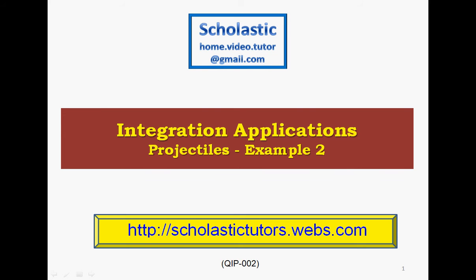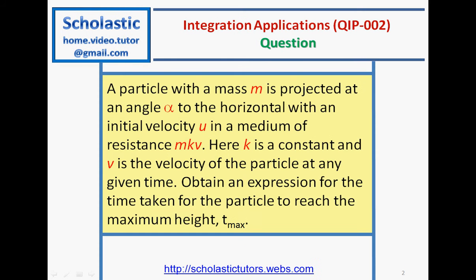Integration applications, projectiles, example 2. A particle with a mass m is projected at an angle alpha to the horizontal with an initial velocity u in a medium of resistance mkv. Here k is a constant and v is the velocity of the particle at any given time. Obtain an expression for the time taken for the particle to reach the maximum height, Tmax.